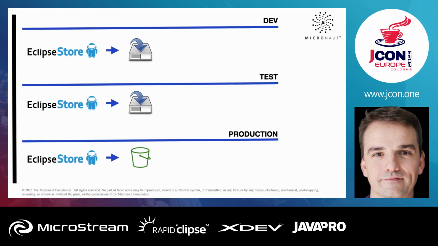So the scenario that I'm going to show you today is as follows. I'm going to have three environments. I'm going to have test, I'm going to have dev. So dev for when I run the application locally, test when I test it, and production. In dev and test, I'm going to save to disk in my computer, and in production, I'm actually going to use the S3 storage target to save to a bucket.